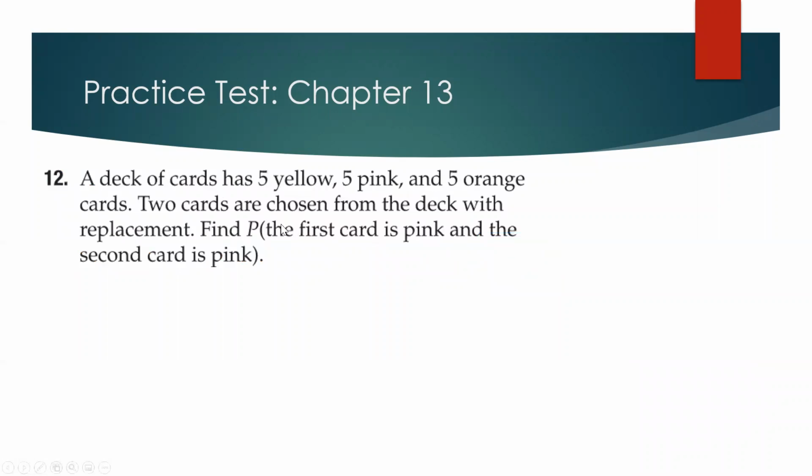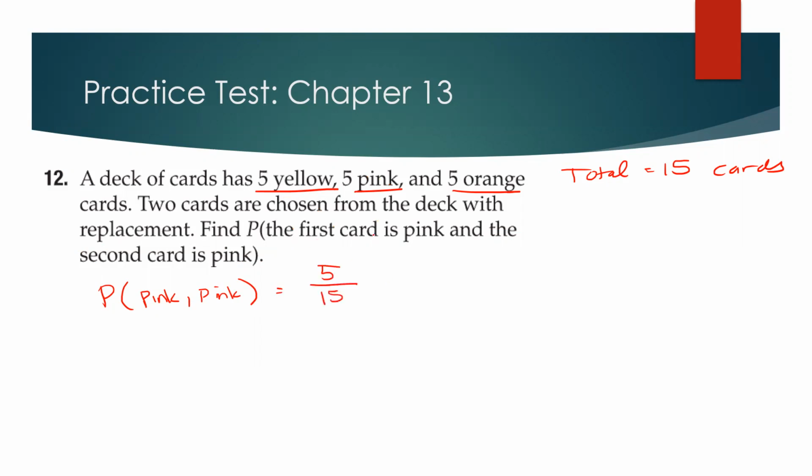All right, so here we have a deck of cards that has 5 yellow, 5 pink, 5 and 5 orange cards. So that's a total of 15 cards. 2 cards are chosen from the deck with replacement. Find the probability of getting a pink, and with replacement, so they are put back, and then the second one also being pink. Okay. So there are 5 pinks, so that would be 5 out of 15. That's the probability of picking a pink card.